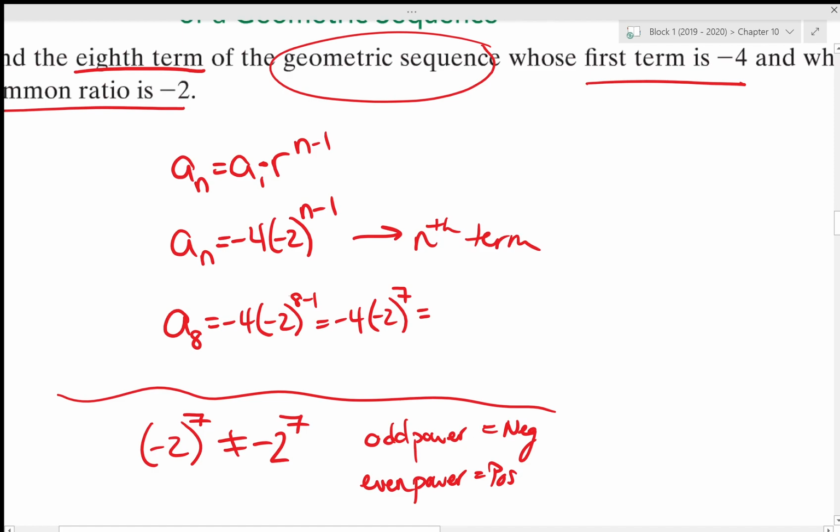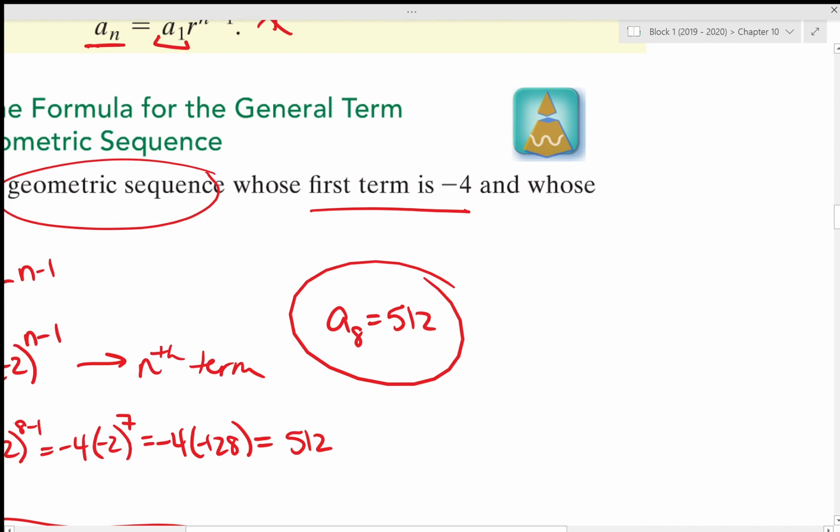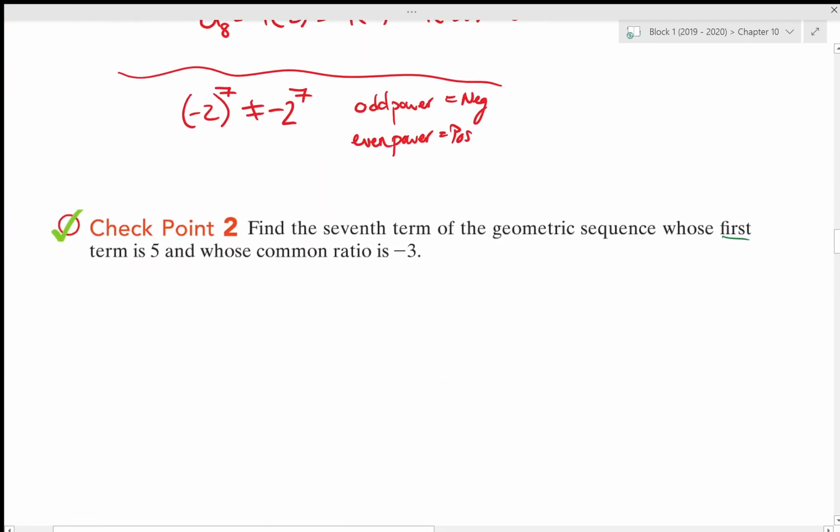Negative 2 to the 7th is negative 128. So negative 4 times negative 128 is positive 512. So the 8th term is 512. Okay. Pause the video. Try out checkpoint 2. And let's see how we do.